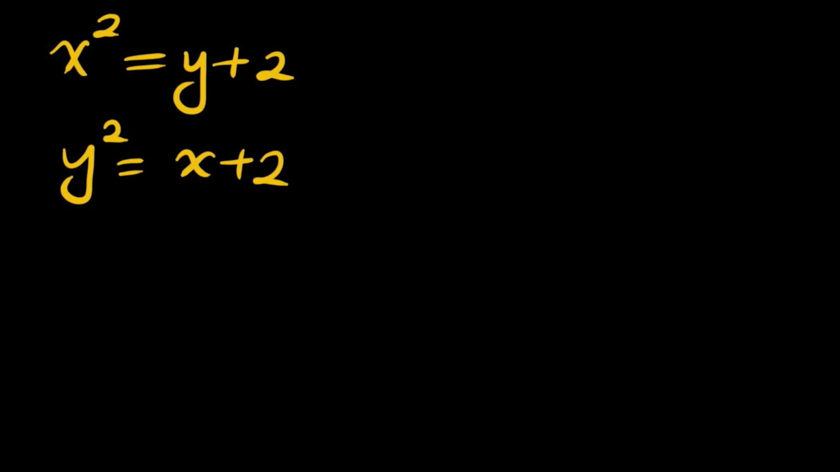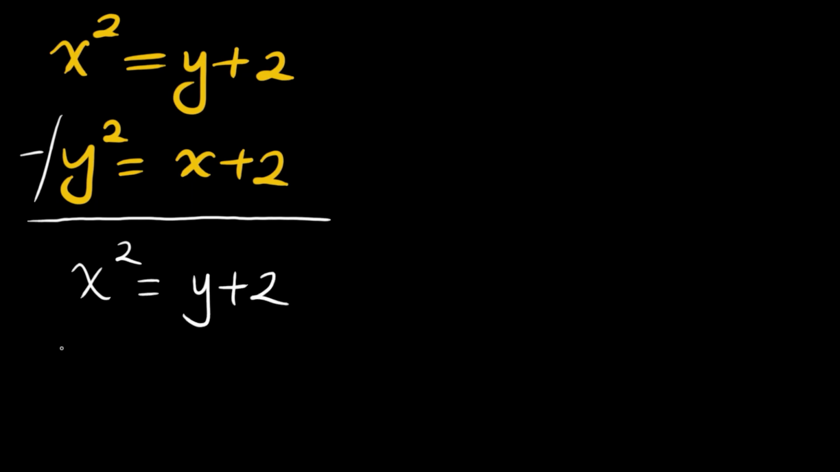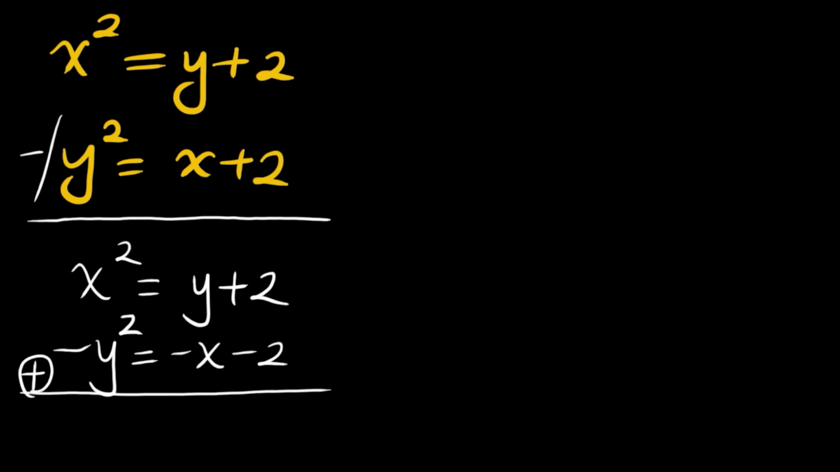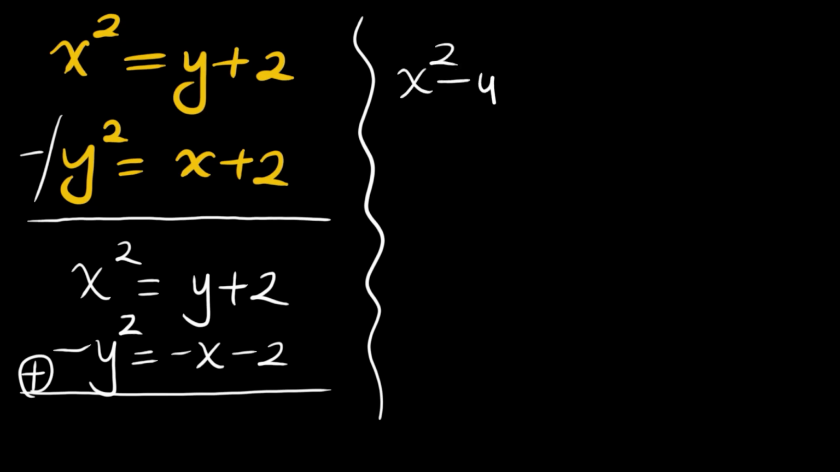Let's subtract first. If we subtract the second one from the first one, let's write it this way: we will have x squared equals y plus 2 and negative y squared is equal to negative x minus 2. And now if we add the two, we will have x squared minus y squared is equal to this plus 2 and minus 2 will cancel and we will have y minus x.